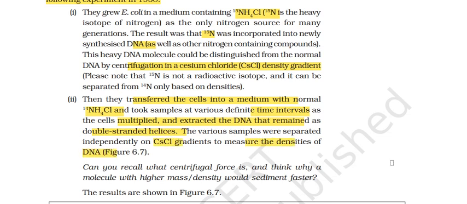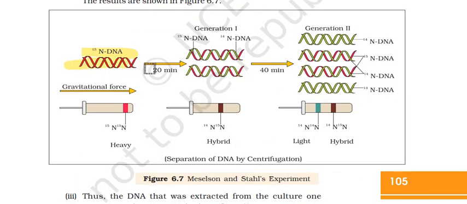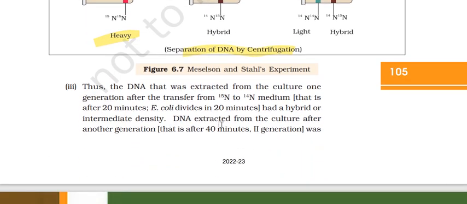Now what did they infer from here? Say you have this heavy DNA. ये हमारा cesium chloride gradient है, जिसमें you have only heavy isotopes. Then हमने इनको क्या किया afterwards? This is basically separation of DNA by centrifugation. Let's read it first. Thus, the DNA that was extracted from the culture one generation after the transfer from N15 to N14 medium, 20 minutes के बाद, हमने N15 से किस medium में डाला? N14 में. Fine. They are a hybrid of intermediate density, क्योंकि पहले हमने N15 वाला ले लिया, उसके बाद हमने N14 वाला ले लिया. Now intermediate density मिला.